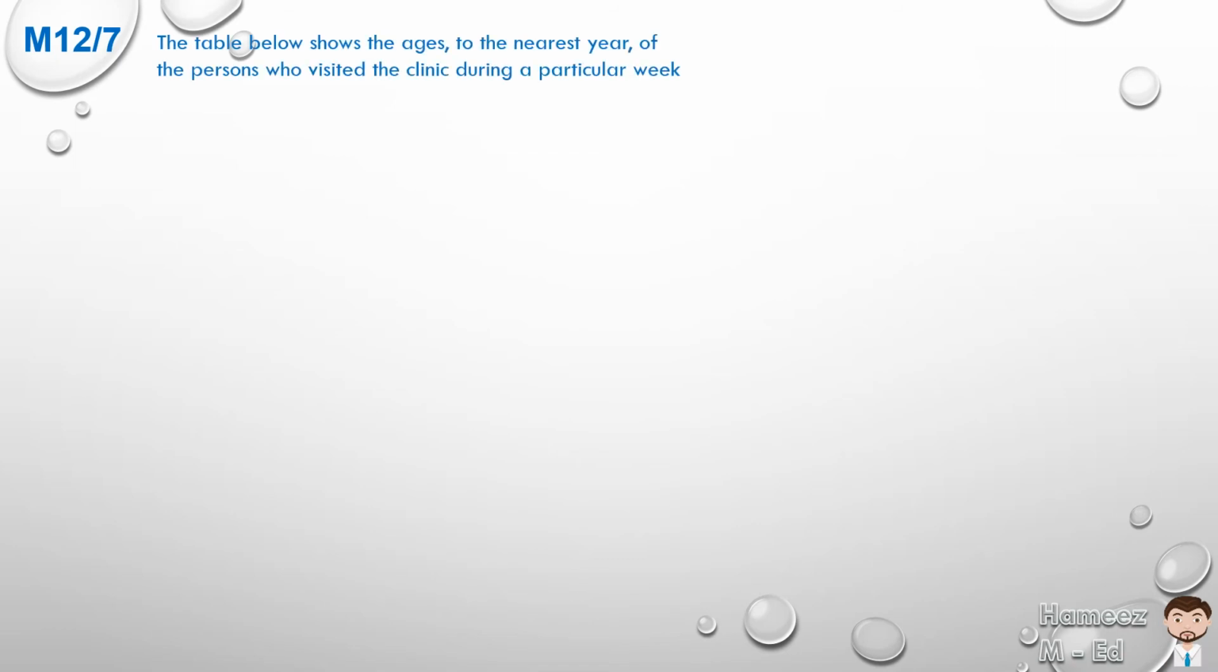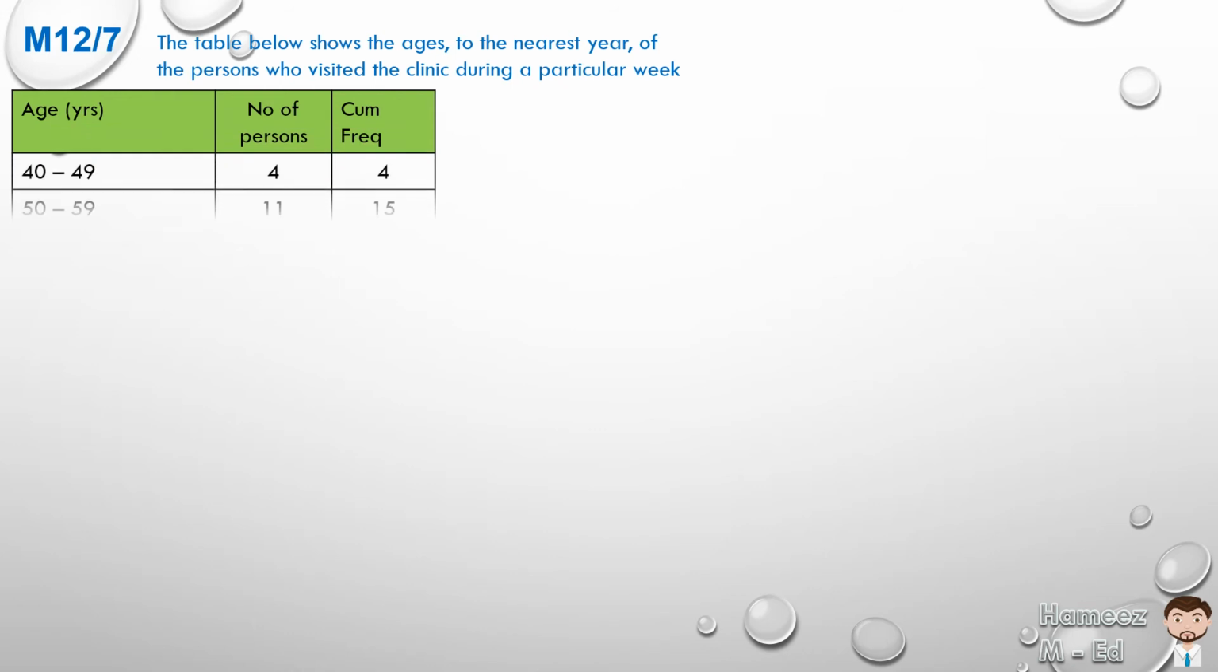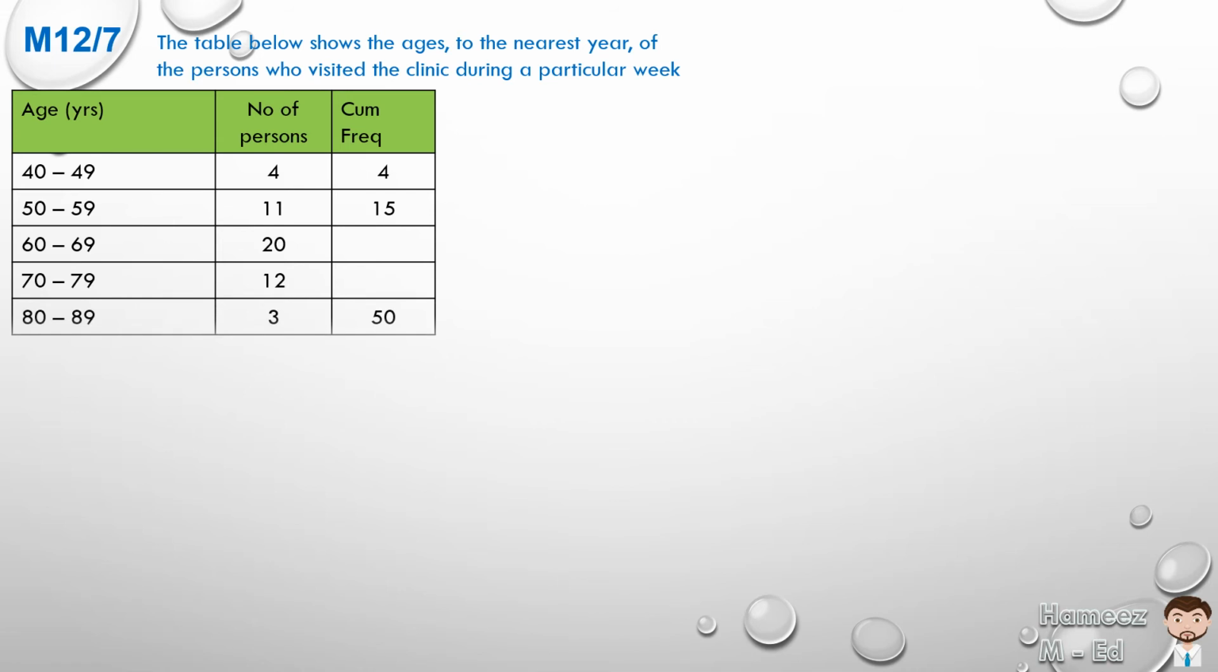In May 2012, number 7, the question reads, the table below shows the ages to the nearest year of the persons who visited the clinic during a particular week. If we look at the information, we can see in the first column that the ages are put into grouped data format, so that the first group is 40 to 49 years. And how many persons visited the clinic? 4 persons.